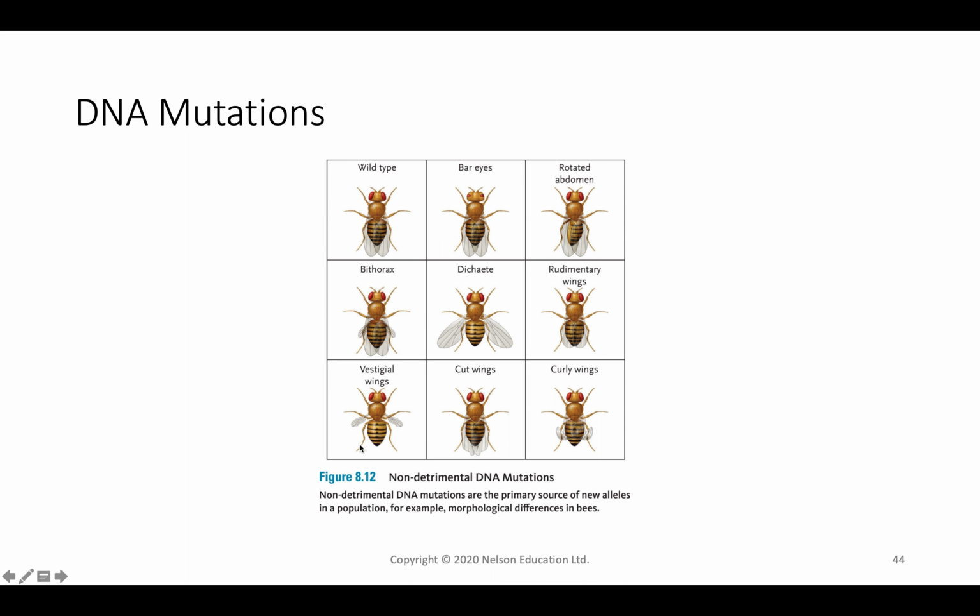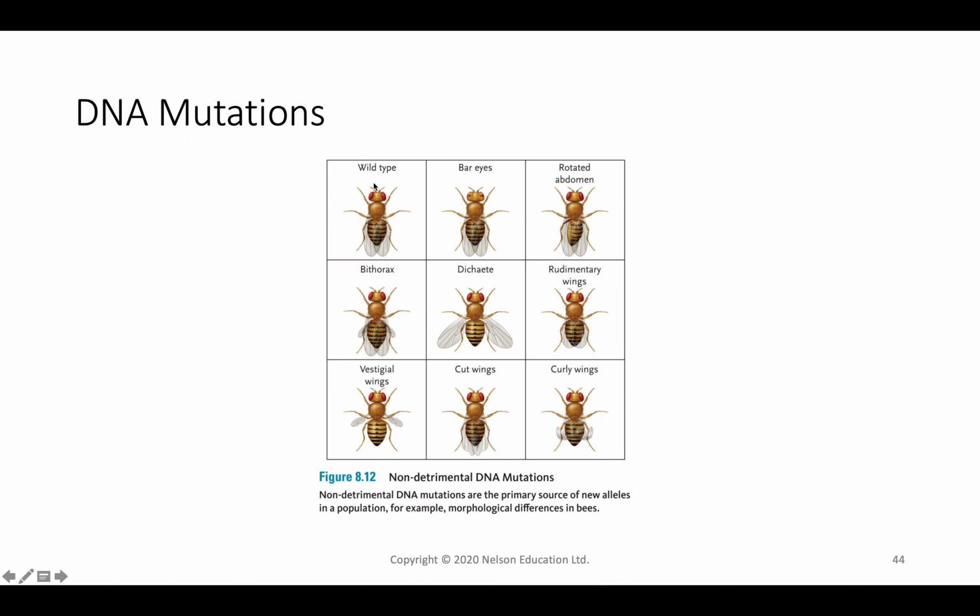So Drosophila, we can have vestigial wings, which are really tiny, right? We can have cut wings, which are kind of bent and folded, curly wings, which are curled under, rudimentary wings, which are all the way underneath. What's called a rotated abdomen, so the abdomen pulls under. Diachetes, so the wings go all the way out instead of folding down normally. So there's a lot of different things. So this is just for wings.